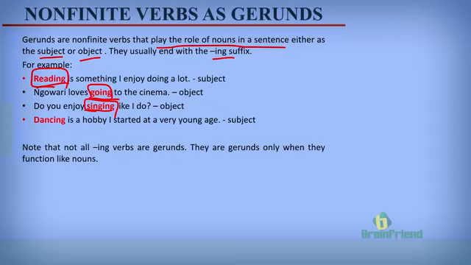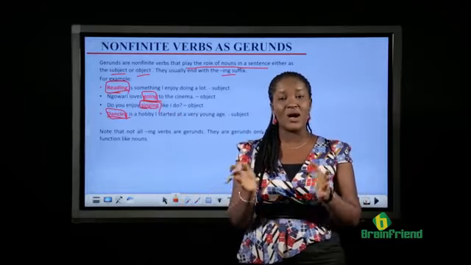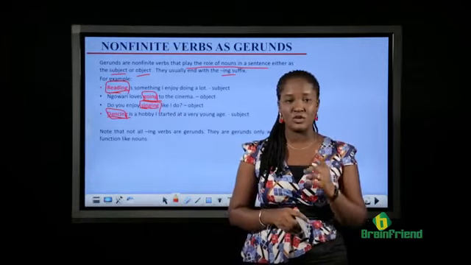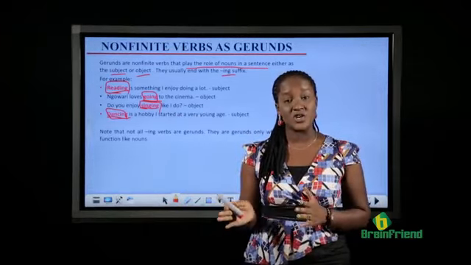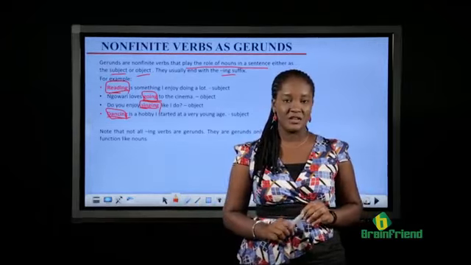And lastly, dancing is a hobby I started at a very young age. Here dancing, which is the gerund, functions as the subject of this sentence. So all these gerunds, reading, going, singing, and dancing, are non-finite verbs. So when you find a gerund in a sentence and you're asked to identify the non-finite verbs, simply identify those gerunds as non-finite verbs. Because wherever you find gerunds, they are non-finite verbs which function as gerunds.